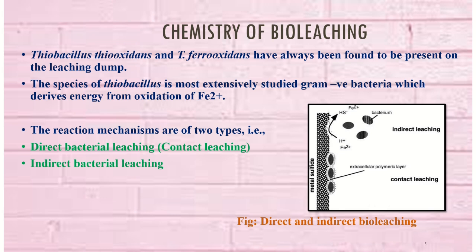Chemistry of bioleaching. Thiobacillus thiooxidans and Thiobacillus ferrooxidans have always been found to be present on the leaching dump. The species of Thiobacillus is the most extensively studied gram-negative bacteria, which derives energy from oxidation of Fe2+. The reaction mechanisms are of two types: one is direct bacterial leaching, that is contact leaching, and the other is indirect bacterial leaching.